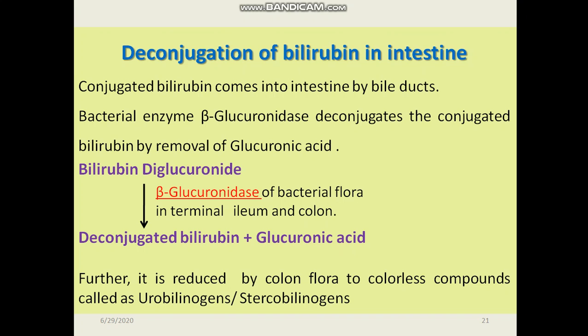The conjugated bilirubin comes into the intestine by the bile duct, and the bacterial enzyme present in the intestine converts conjugated bilirubin into deconjugated bilirubin with the help of the enzyme beta glucuronidase, which is present in the terminal part of the ileum or colon. Bilirubin diglucuronide is converted into deconjugated bilirubin and glucuronic acid is released back. Further, it is reduced by colon flora to a colorless compound called urobilinogen or stercobilinogen.